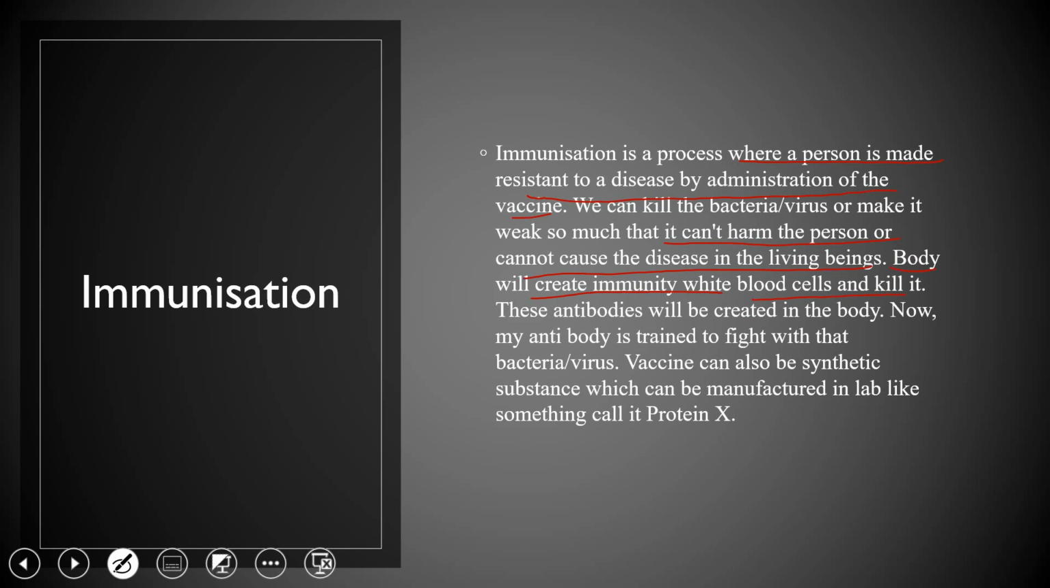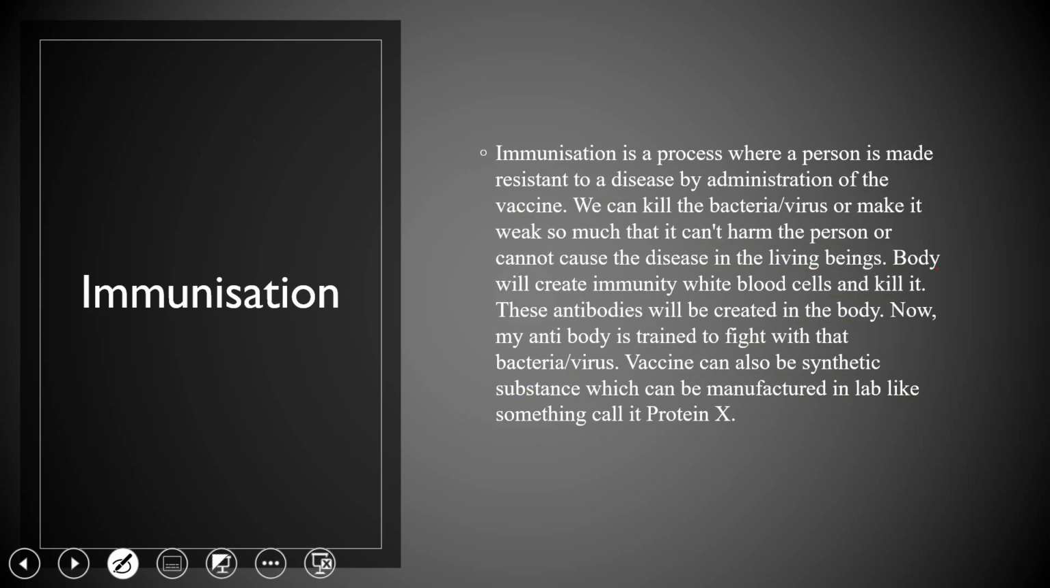These antibodies will be created in the body, and now my antibody is trained to fight that bacteria and virus. So when the next time that virus hits our body, it will fight it. A vaccine can also be a synthetic substance manufactured in a lab, like a protein, let us suppose protein X. It is not that a vaccine can only be organic. It can be manufactured in a lab with synthetic substances like proteins, through biochemical processes and bioinformatics and all. Through this your vaccine can be prepared.